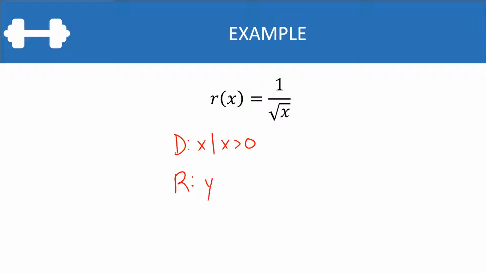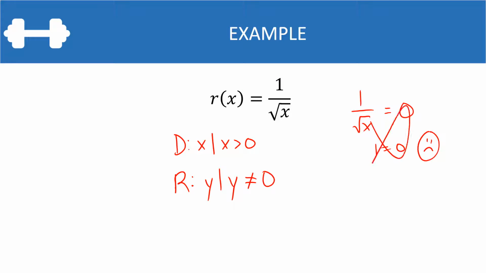And my range here is y such that y, again, cannot ever equal 0, but it's actually a little bit more than that, if you think about it. I could look at it this way and say, oh yeah, 1 over root x, set it equal to 0. I get that same problem where I have 1 equals 0, bad things have happened. And yet, there's another restriction on the range, because root x will only ever give me a positive number. So I've got a positive 1 divided by some other number that's positive. That means my y value will only ever be a positive number.